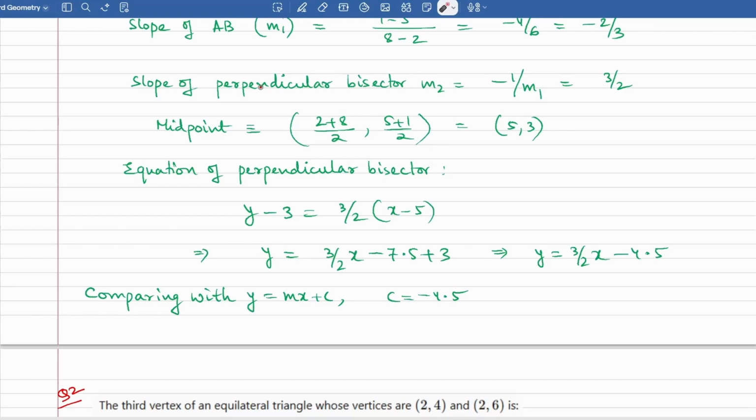Let us do a few more questions. Try this problem. The third vertex of an equilateral triangle whose vertices are (2, 4) and (2, 6) is... Take 90 seconds, see if you can solve it. I'll give you a hint.